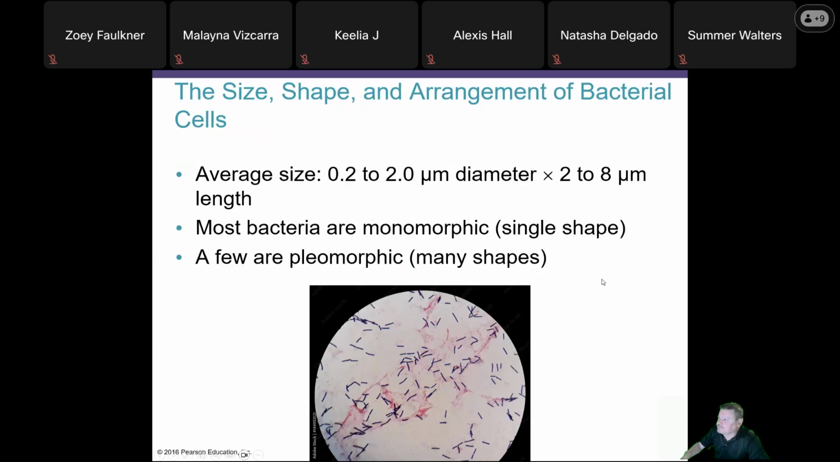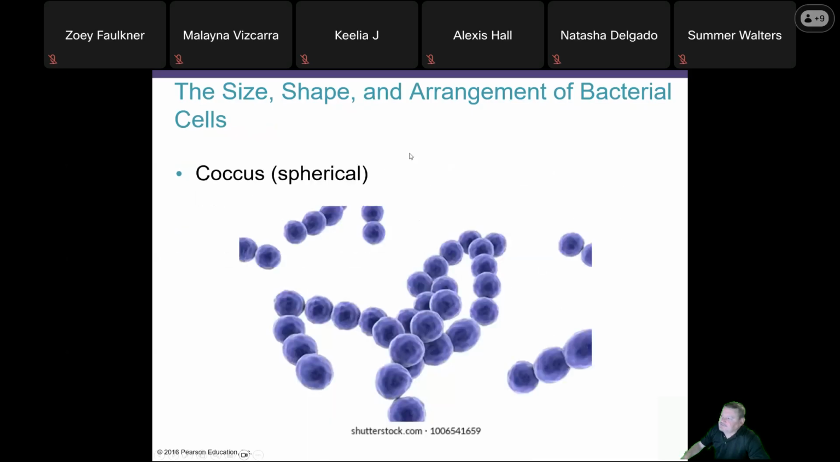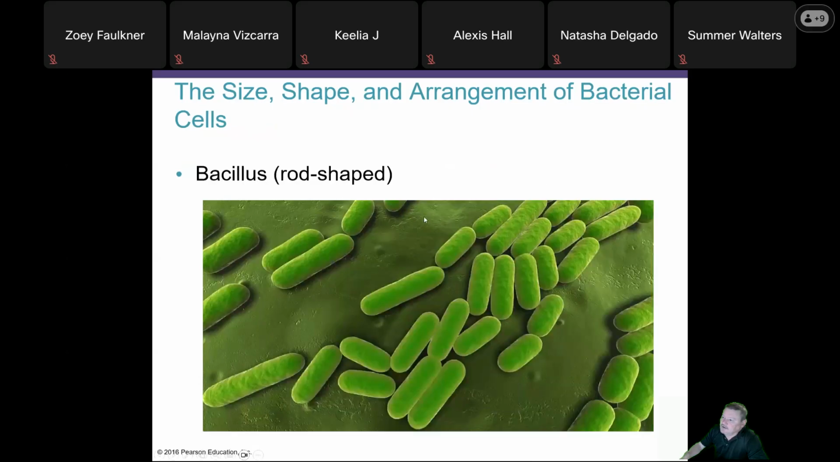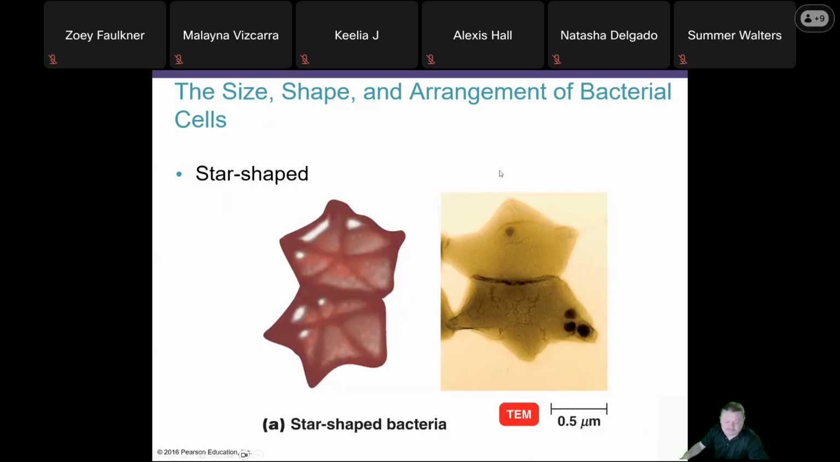visible under the microscope. Now, there's several shapes that we're going to look at, and I've also put one on Blackboard. There's a handout. You might want to use it to study from. The three major shapes are going to be coccus, which is spherical, rod shape, which is bacillus, and then we have some oddballs that don't really fit in.